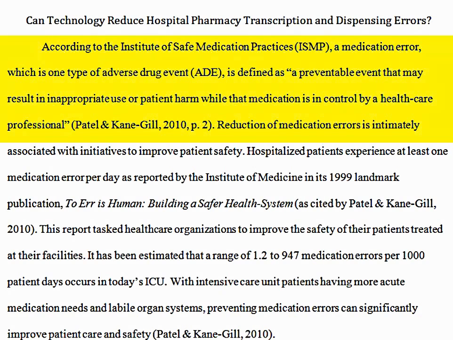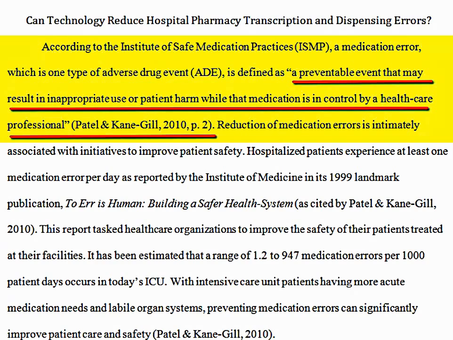According to the Institute of Safe Medication Practices, ISMP, a medication error, which is one type of adverse drug event, is defined as, quote, a preventable event that may result in inappropriate use or patient harm while that medication is in control by a healthcare professional. Now, I wanted to focus on this for a couple of reasons. First, it's a quotation, and I want you to notice how the quotation is woven into the sentence of the paragraph. In other words, the quotation does not begin by itself and end by itself.